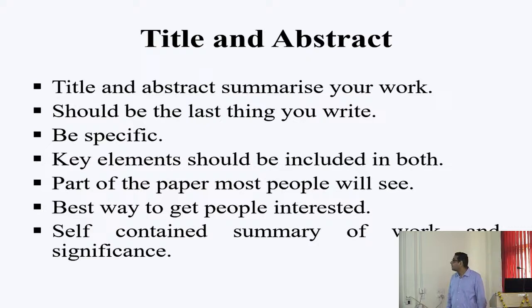Title and abstract. The title and abstract summarize your work, and should be the last thing you write. I have seen most of the time you start writing your title and abstract in the beginning. Not good. Mention a tentative title, no problem. You should not write abstract and title in the beginning, otherwise you will be distracted. It should be last, you finalize last. When you have everything ready, then be specific. Key elements should be included in both. This is the part of the paper most people will see.